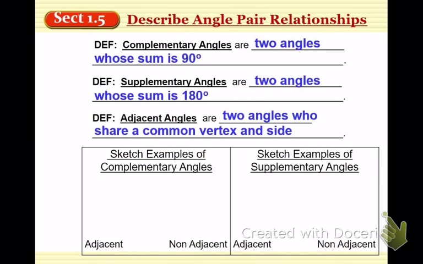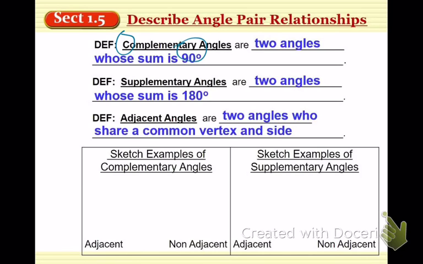Sometimes it's tough for students to remember. What I always do is, since complementary comes first alphabetically, right? C comes before S alphabetically. 90 comes first numerically, before 180. So since complementary comes first, 90 comes first, complementary and 90 match up, supplementary and 180 match up. Okay, might be a way for you to be able to remember that.